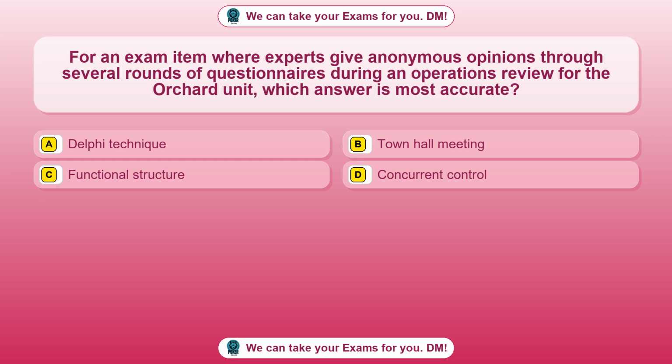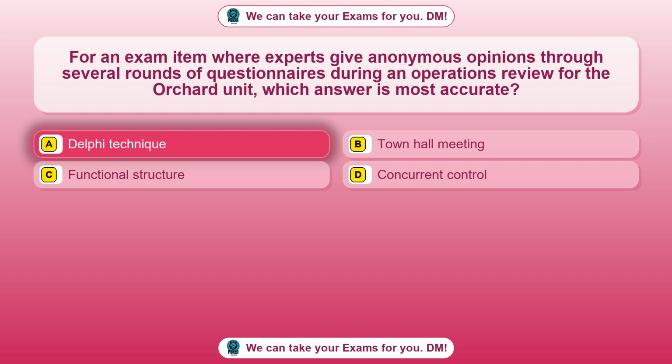Question 67. For an exam item where experts give anonymous opinions through several rounds of questionnaires during an operations review for the Orchard unit, which answer is most accurate? Option A, Delphi technique. Option B, town hall meeting. Option C, functional structure. Option D, concurrent control. The correct answer is option A, Delphi technique.